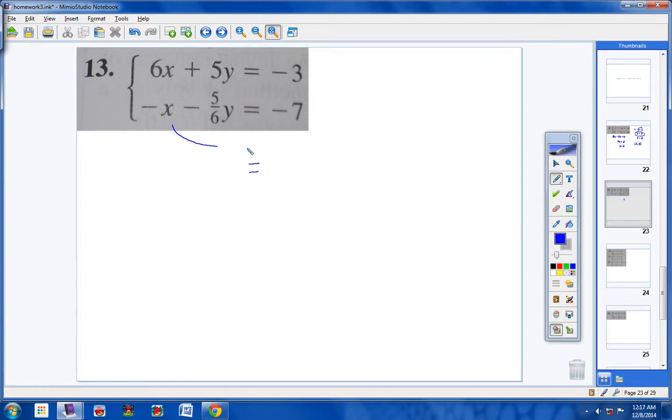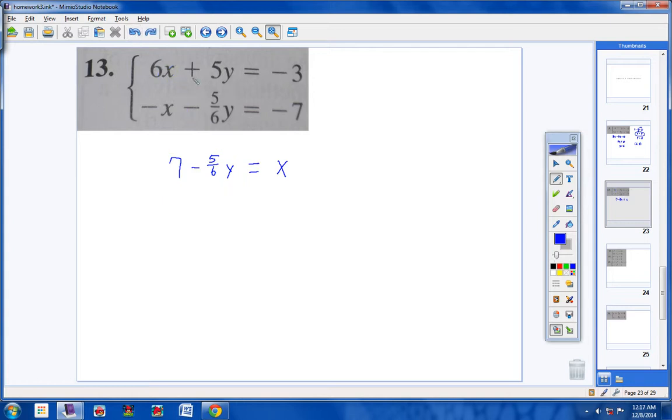I'm going to bring my negative x over here so that it becomes a positive x. I'm going to bring my negative 7 over here so that it becomes a positive 7. So positive 7 minus 5/6 y. There we go. That's what x equals. So if this is what x equals right here, I'm going to take my other equation, and where the x is, I'm going to substitute this right here in for x.